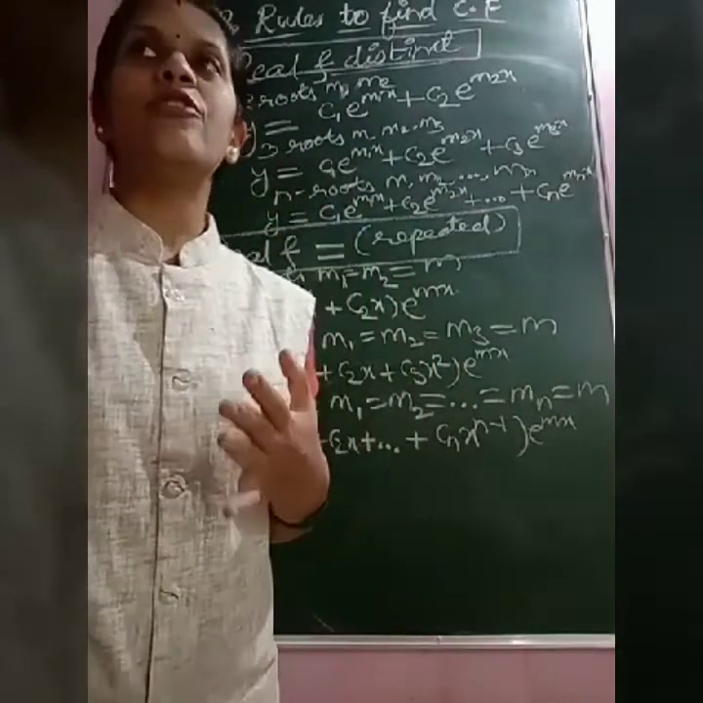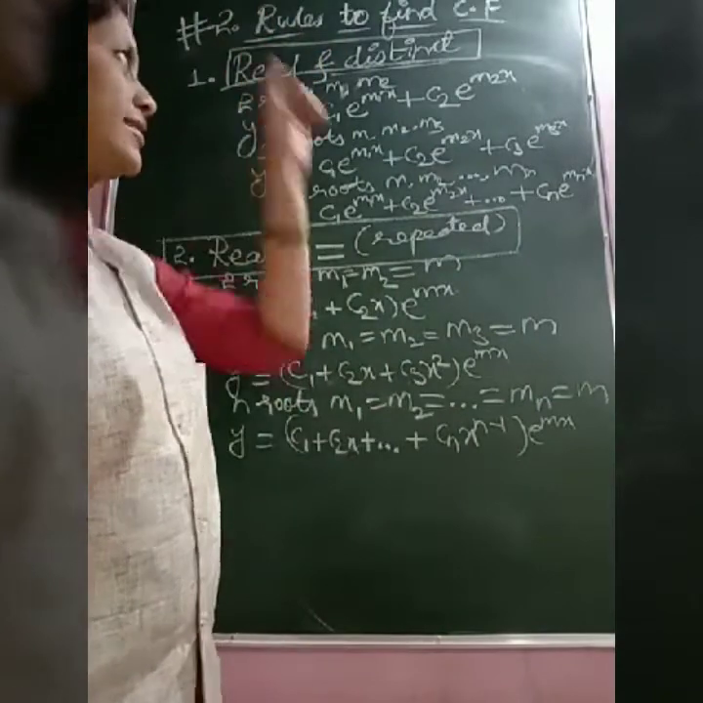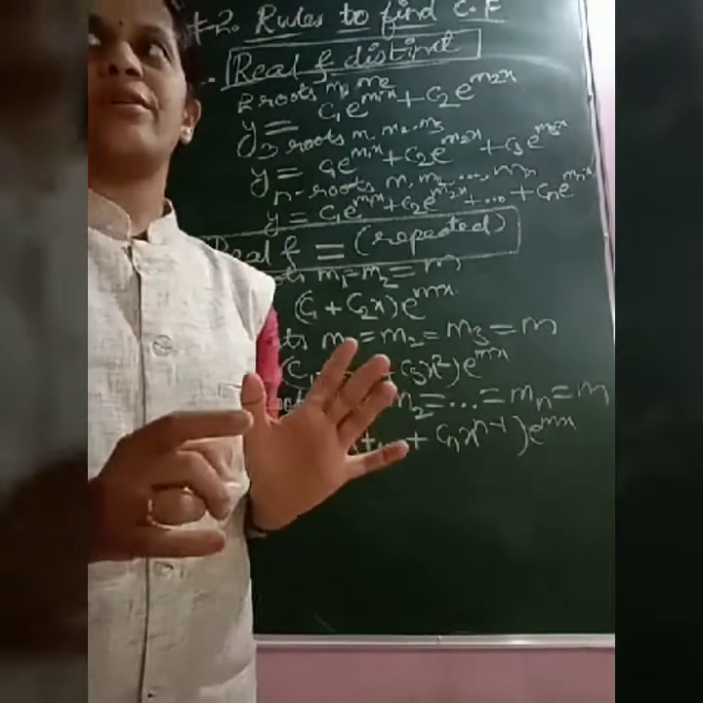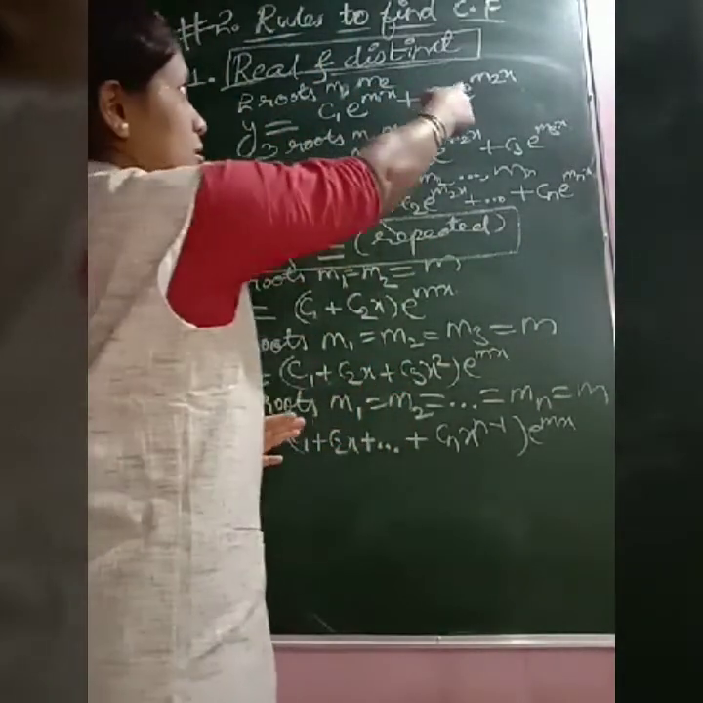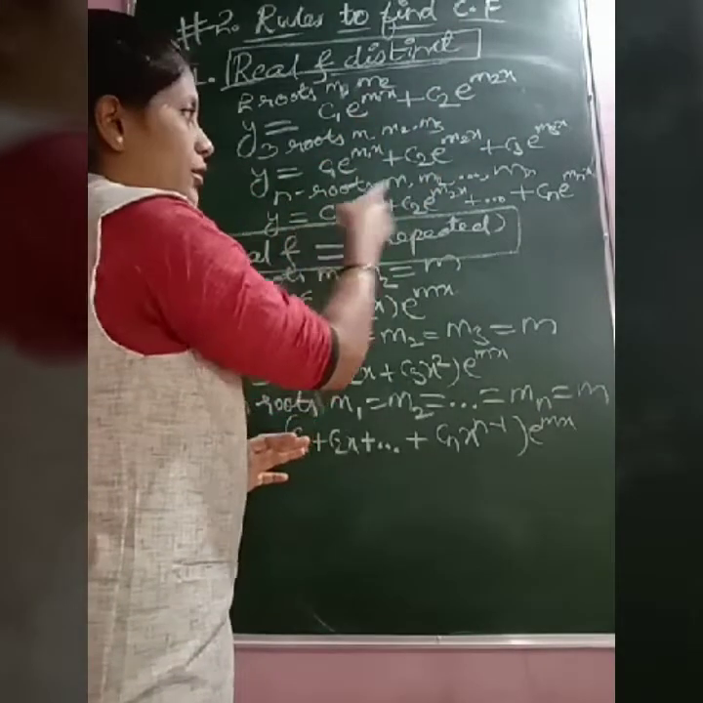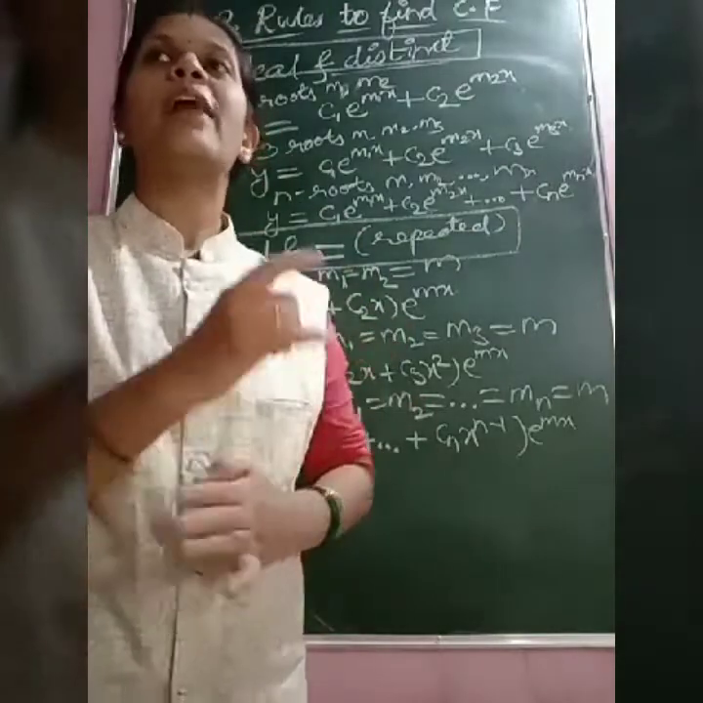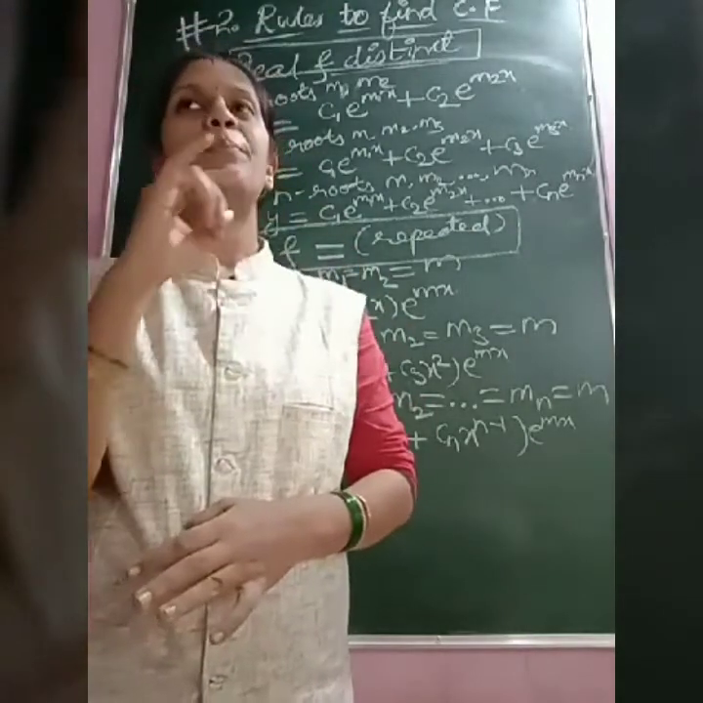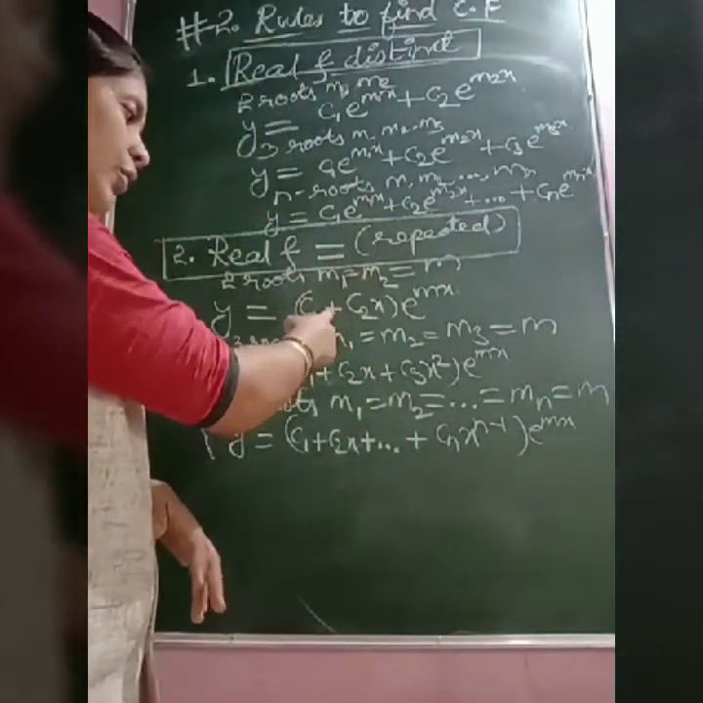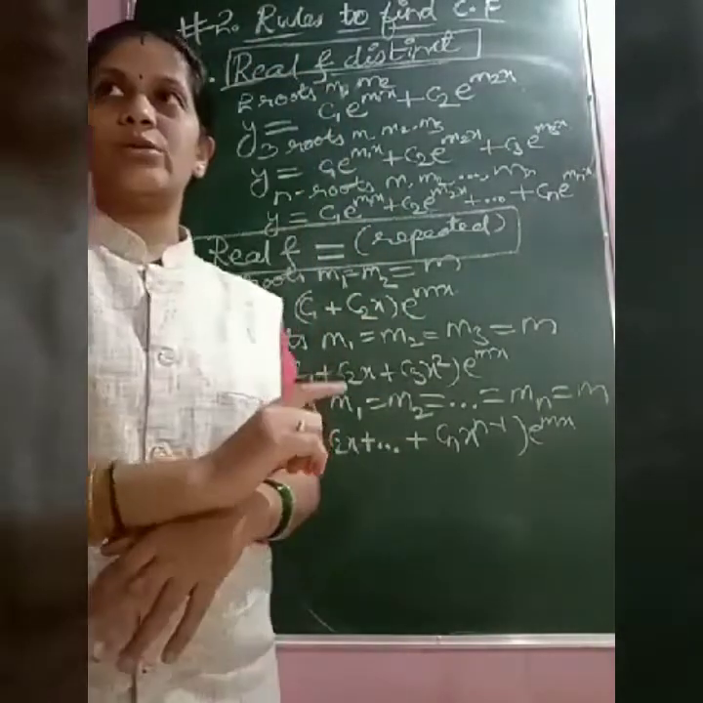So this is for case 2, real and equal. It is very easy to remember, right? So for 2 roots and for n roots, when it is real and equal, you have to write in ascending power of x. So this is for 2 roots and this is for n roots.